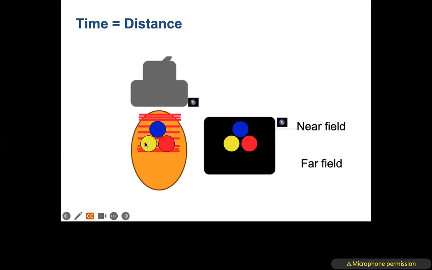You can see I have 3 objects here. The object that is closer to the probe is going to end up at the top of the screen. This is the object that took less time for the images to come back to the transducer. Objects that are further away will end up in the far field. So when we look at our image, we have a near field and a far field. Near field is at the top of the screen, closer to the transducer. Far field is at the bottom of the screen, further away from the transducer.